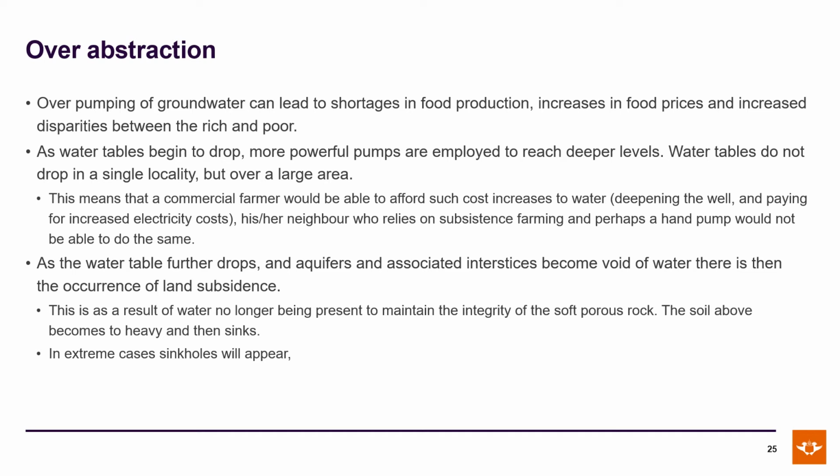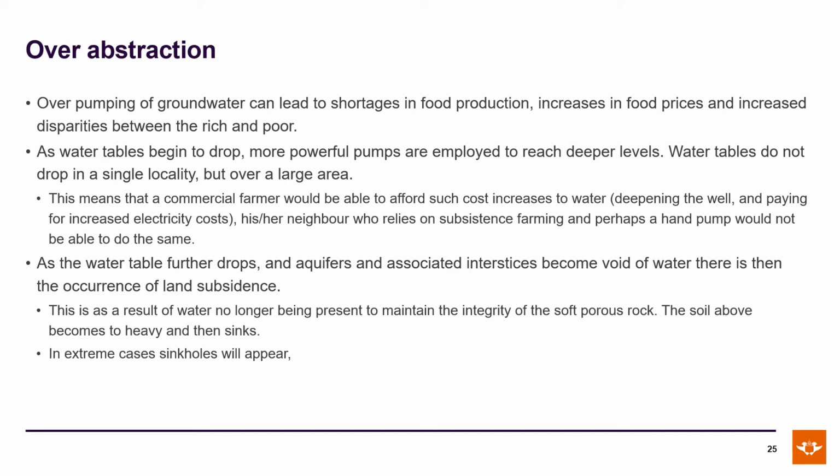So water tables in this instance do not drop in a single locality, but over a much larger area. This then means that, for instance, a commercial farmer might be able to afford the added cost increases in terms of deepening their well and paying for increased electricity costs, but his or her neighbor who relies on subsistence farming and perhaps makes use of a hand pump would not be able to do the same.